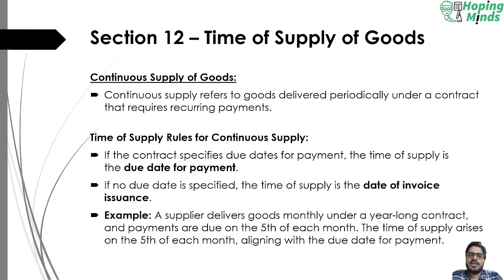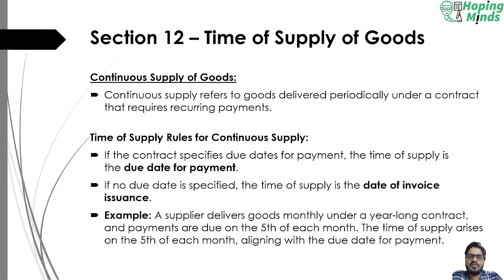So in case of goods sent on approval basis, the time of supply is the earliest of the date of acceptance by the recipient, or 6 months from the date of removal of goods, whichever is earlier. For example, goods are sent on approval on 1st March. The recipient accepts the goods on April 10th. In such a case, the time of supply is April 10th. But if no acceptance is given by the buyer by September 1st, that is by the completion of 6 months, then the time of supply by default will be 1st September.